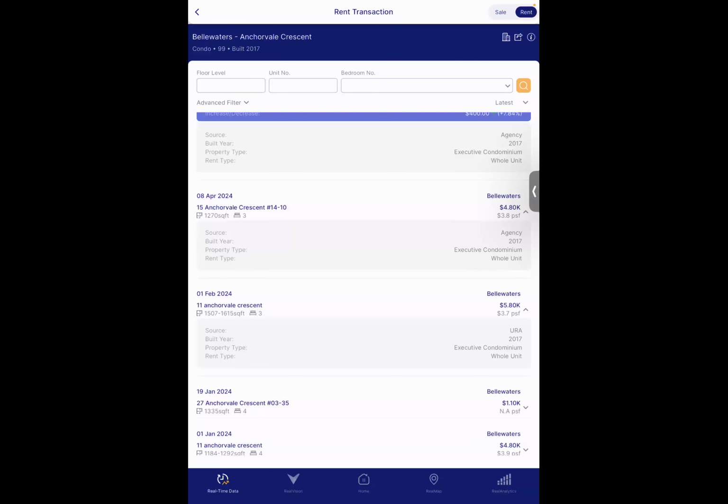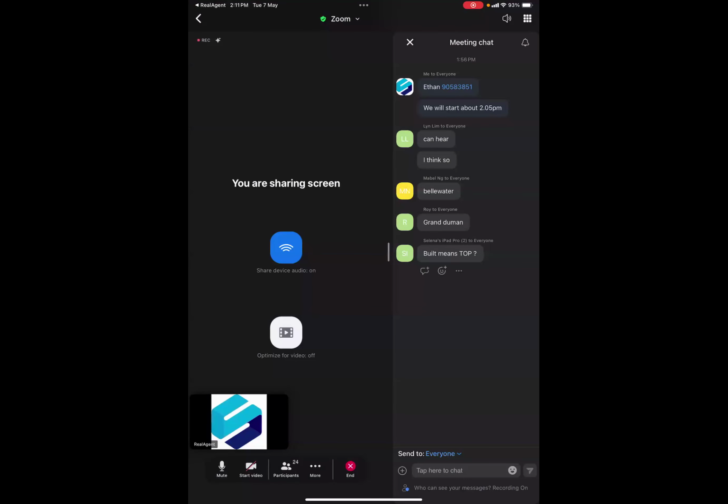For the other agencies, if the transaction is done by other than ERA, PropNex, Huttons, maybe done by Knight Frank and SLP, let's say, we won't have the unit number, but the transaction information will still be inside, so you do not lose out. URA and HDB transactions will all be inside also. Okay, so far so good on residential condo transactions.